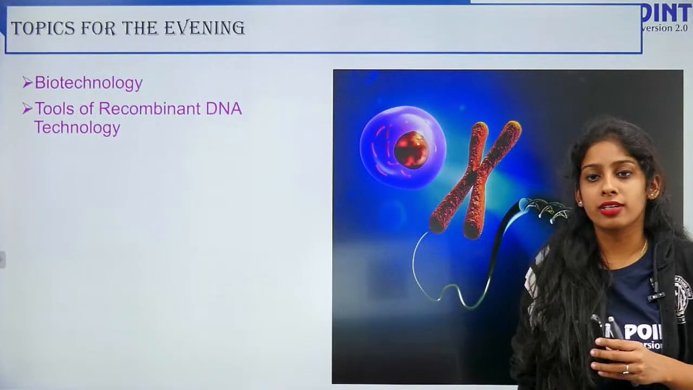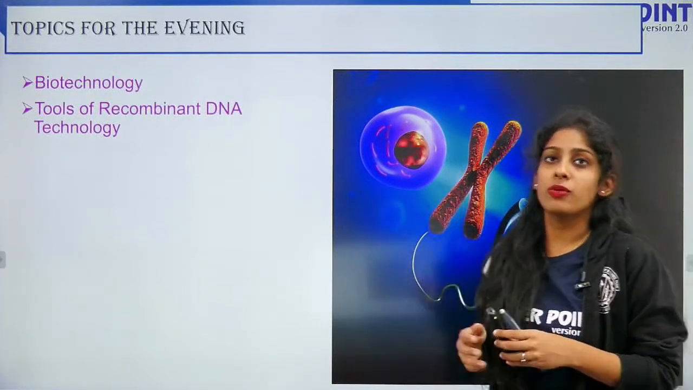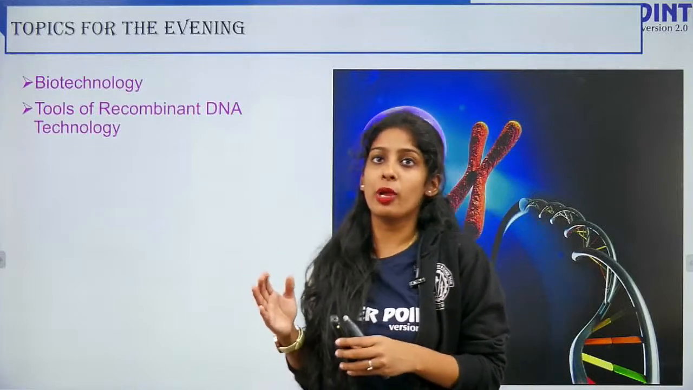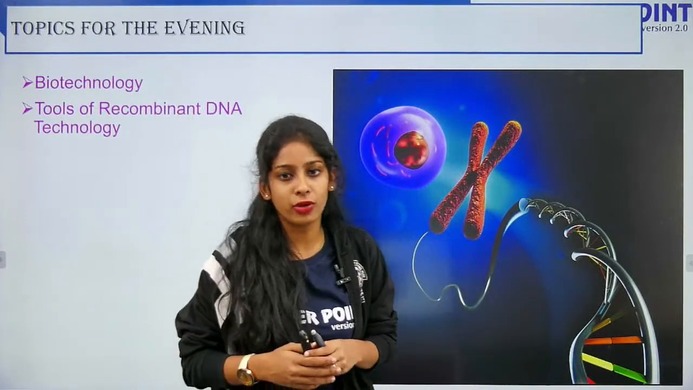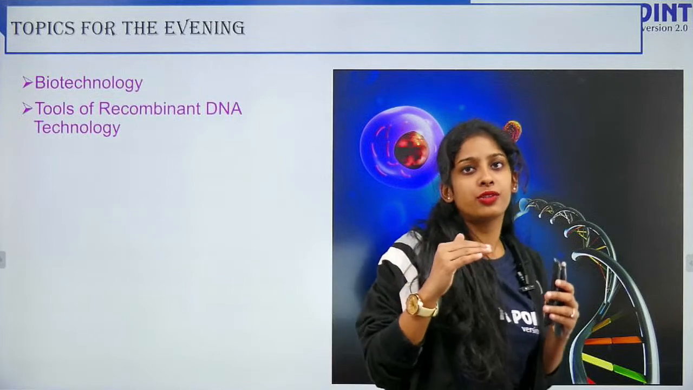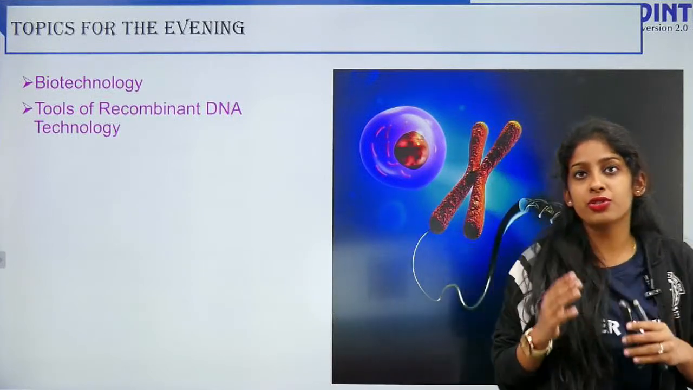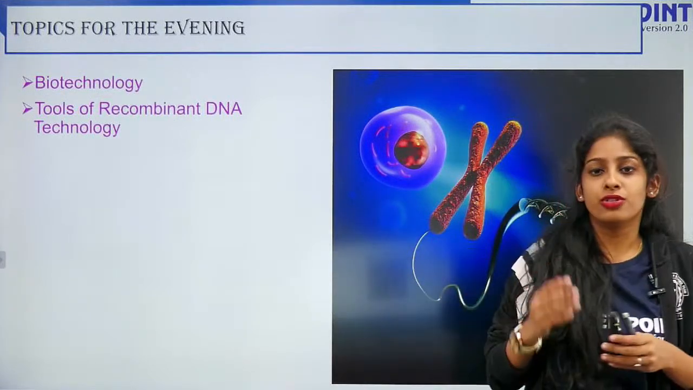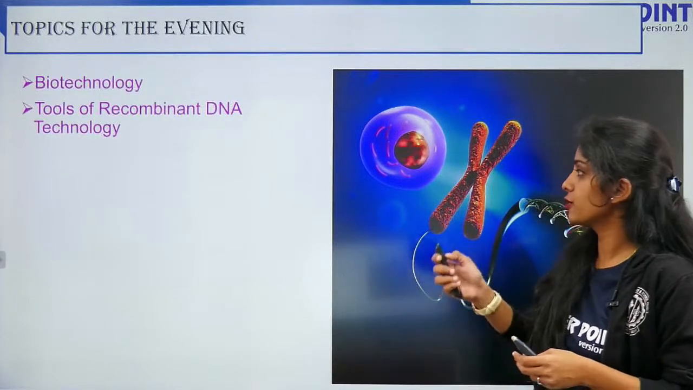So we spoke about 3 tools, I guess. First one was your restriction enzyme, followed by a cloning vector, and the third one is your competent host. We haven't spoken about each of them in detail. We have just introduced or discussed your restriction enzyme. So today we'll go forward and look into the remaining 2.